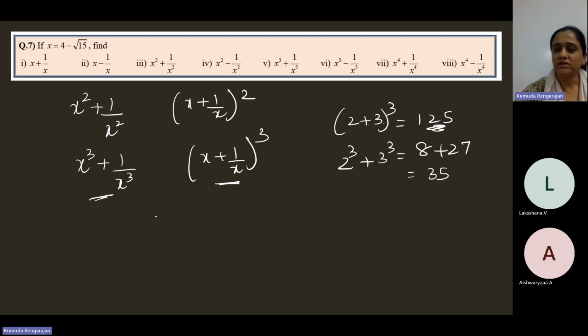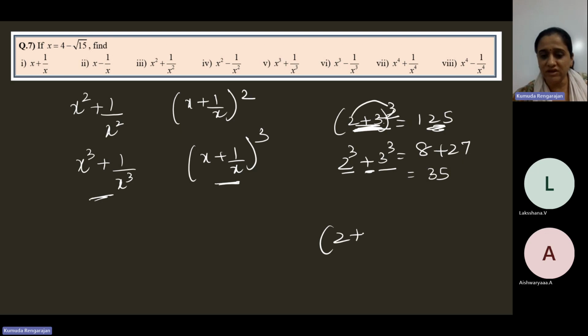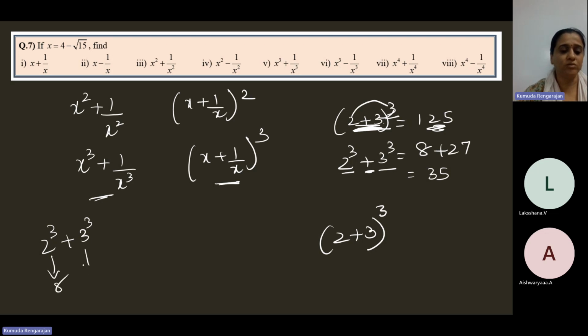Different answers because the way it is calculated, the instruction is different. Here you'll have to add and then cube. Here you'll have to find the cubes and then add. The order in which the operations are performed is different. Here you'll have to add 2 and 3. You can't do 2 cubed and 3 cubed because that's how it looks here. See, 2 plus 3 is in the bracket. What is 2 plus 3? 5. Cubed, 125. But this one is 2 cubed plus 3 cubed. So 2 cubed is 8, 3 cubed is 27, and it's 35 in total. So you see that the answers are different.